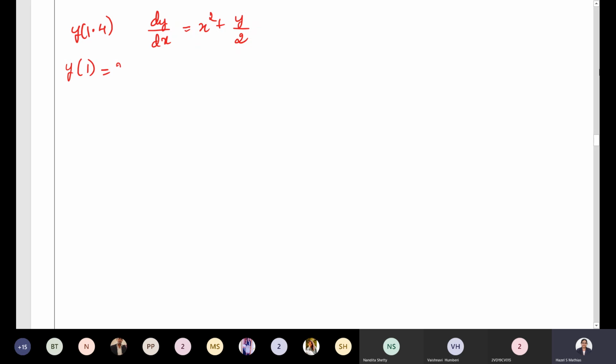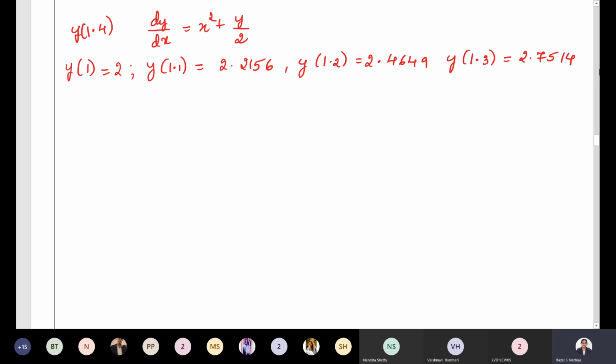Y of 1 equal to 2, y of 1.1 equal to 2.2156, y of 1.2 that is equal to 2.4649, y of 1.3 that is equal to 2.7514. This data is given. Let's put it in the form of a table.